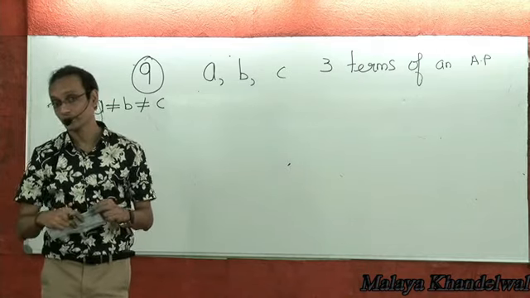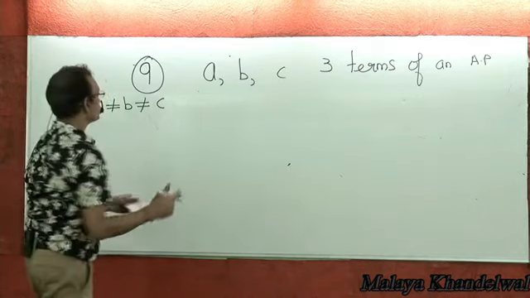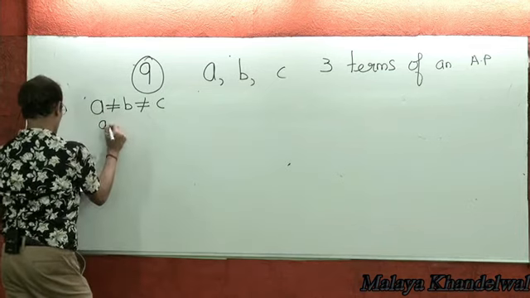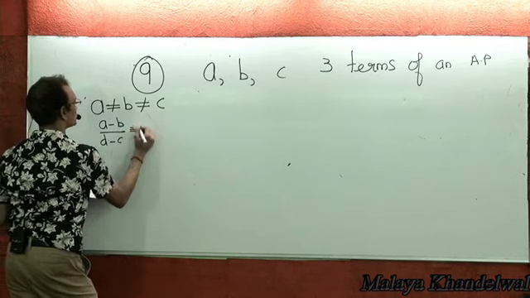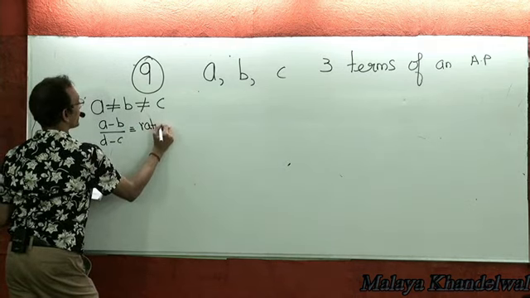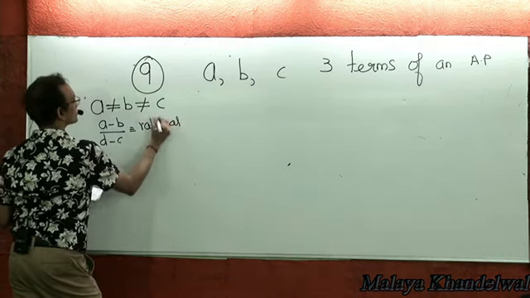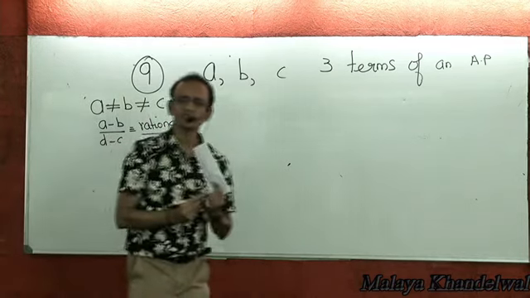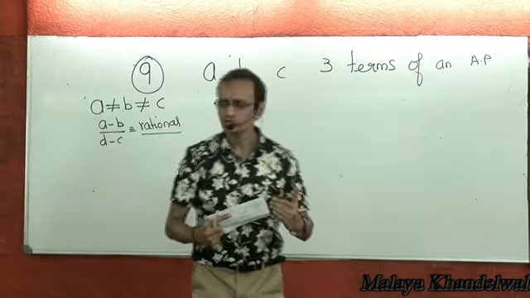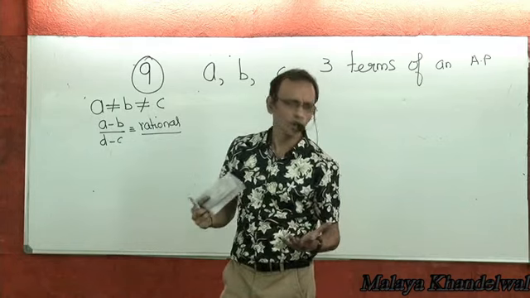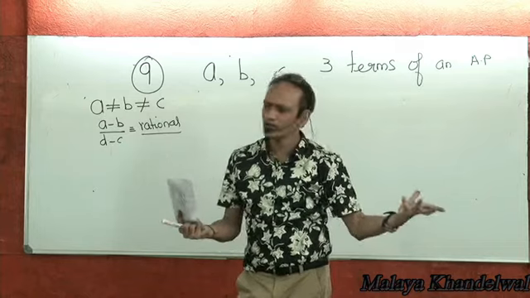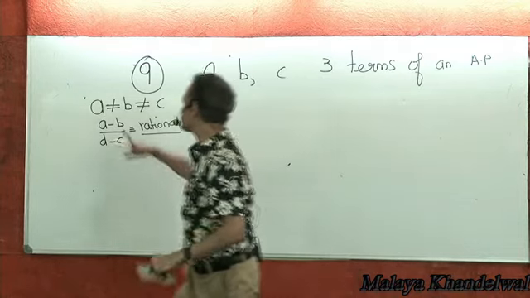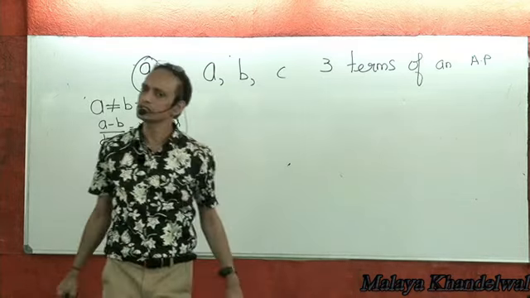That's not said, right? We want to show that A minus B by D minus C must be rational. Must be a rational number. What's a rational number? One which could be expressed as a ratio of 2 integers, where the denominator is not 0. Ratio of any 2 integers will be a rational number. So we want to show that A minus B by D minus C is a rational number.